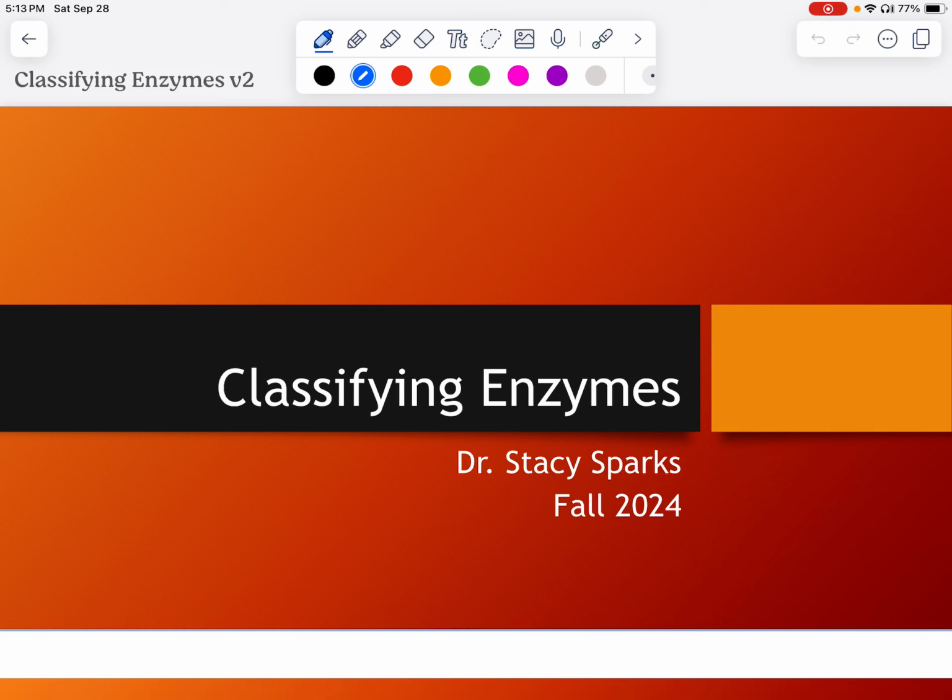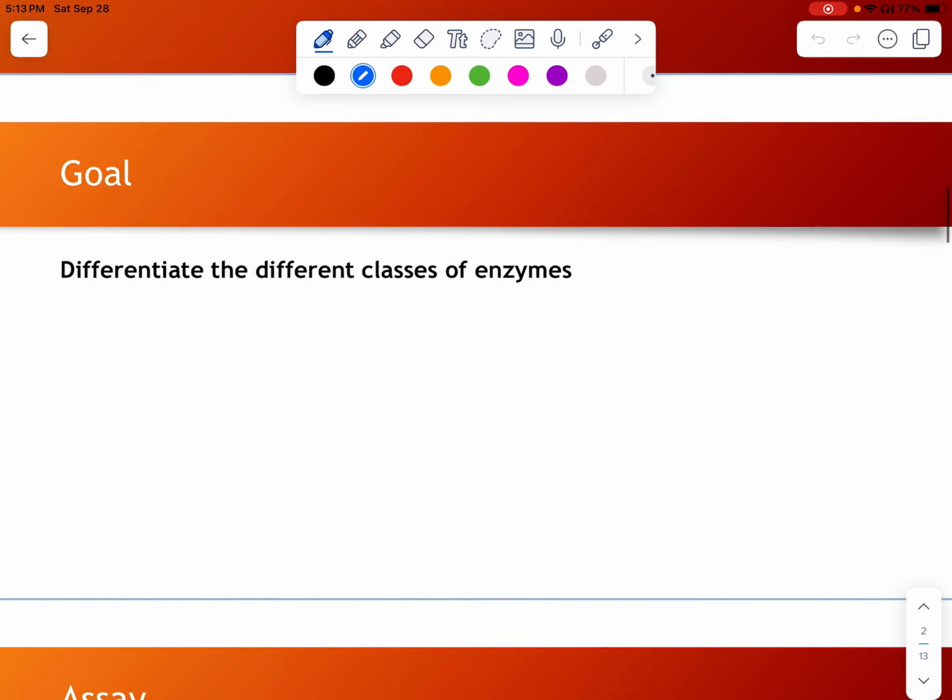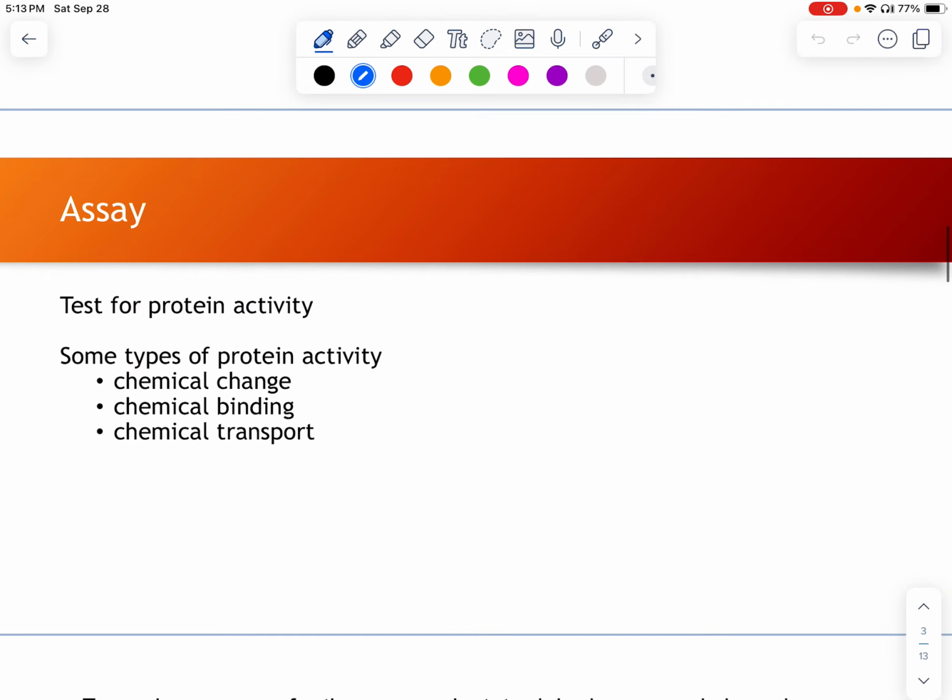In this video, we are going to look at classifying enzymes. To start with, let's look at a little bit of terminology because you may have heard some of these terms. An assay is a test for protein activity. Enzymes are proteins, so we're going to use this term periodically. We could be looking for many different types of activity. We could be looking for chemical change. That's mainly what we're going to be looking at right now.